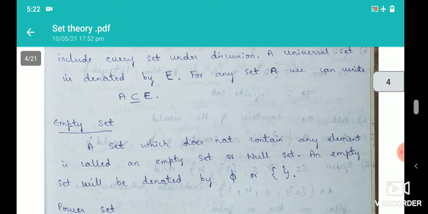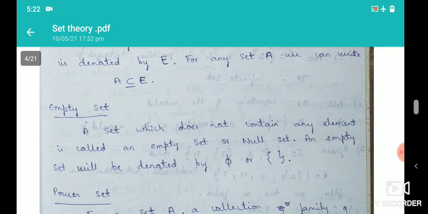Okay, now empty set: a set that does not contain any element is called an empty set.